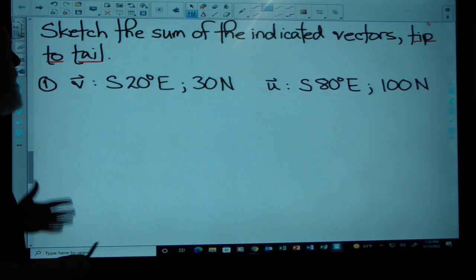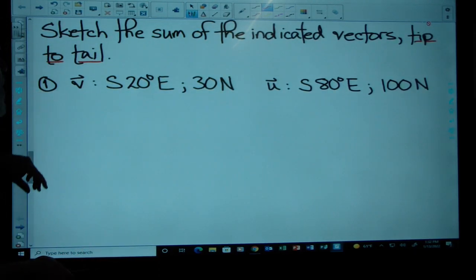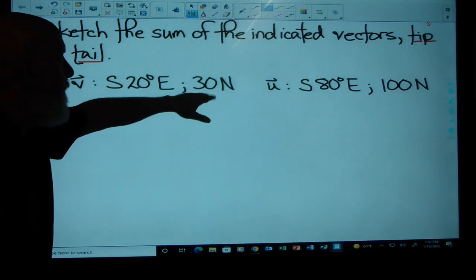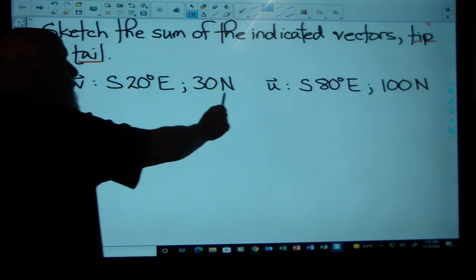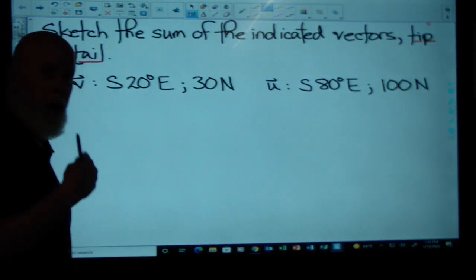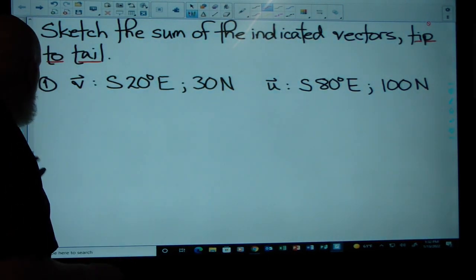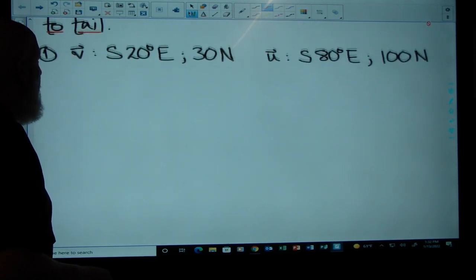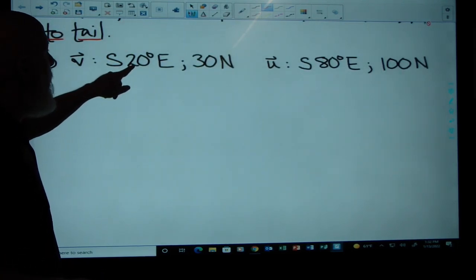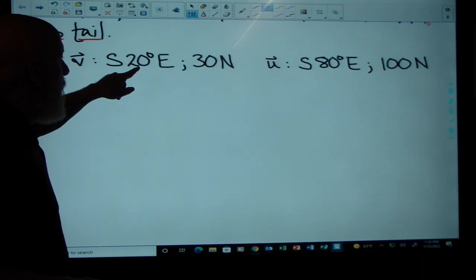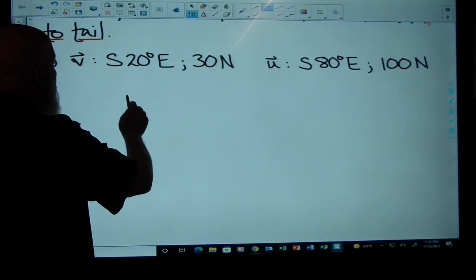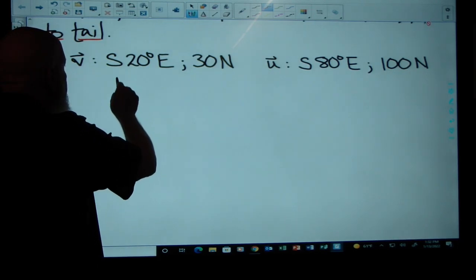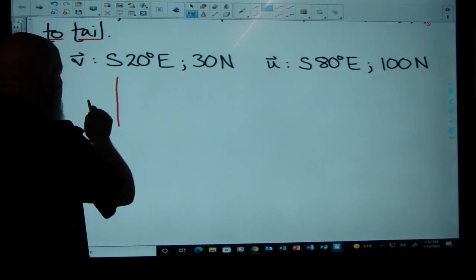Sketch the sum of the indicated vectors, tip to tail. So I've got vector v and vector u. I'm going to put them both on the same north, south, east, and west and see what they look like. I'm going to start with south 20 degrees east, and then I'm going to go south 80 degrees east. So I'll start right here.